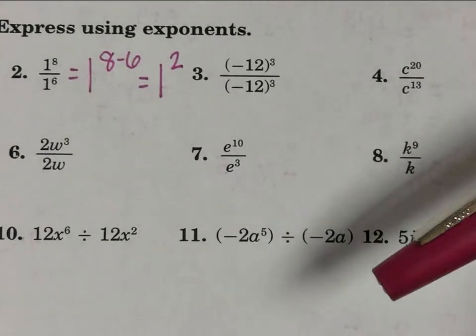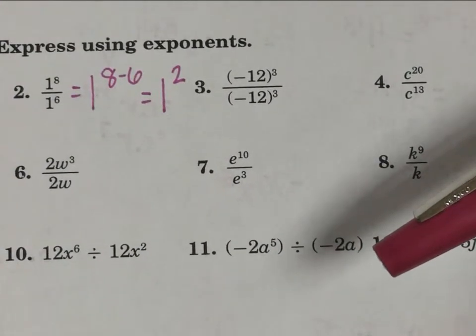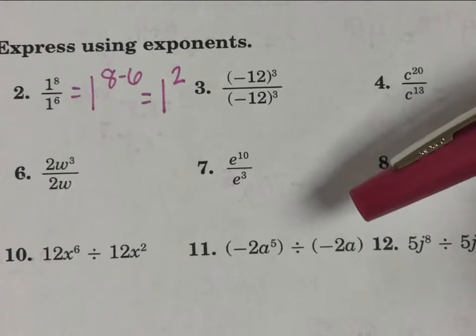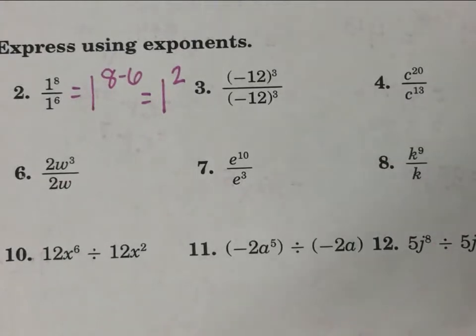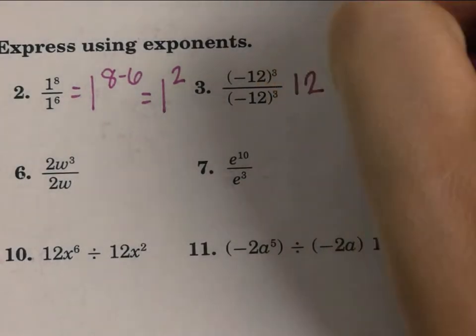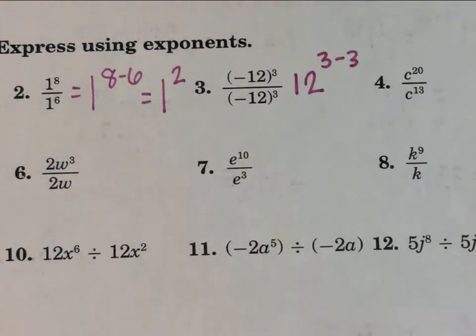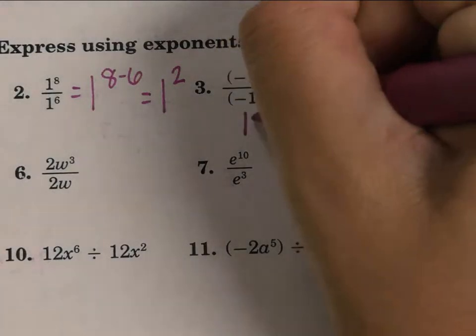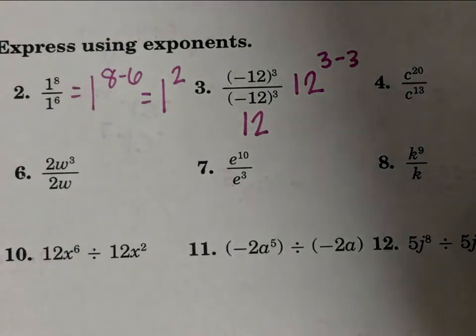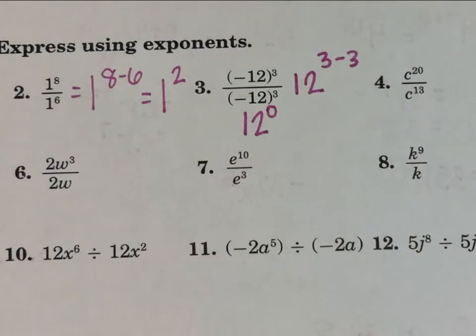About number 3. Do I have a coefficient? Yes. I have 2 negatives right there, right? So a negative divided by a negative is a positive. So I can go ahead and say that this is positive 12 to the 3 minus 3. And what is 12 to the 3 minus 3? 12 to the 0 power, right? 3 minus 3 is 0.